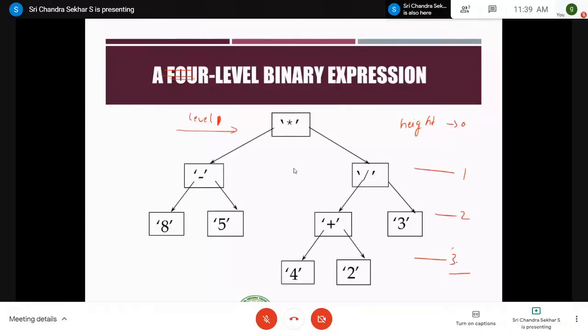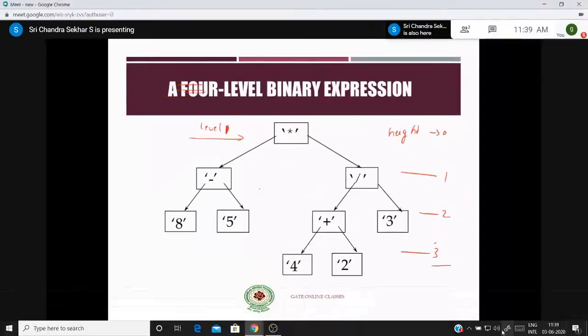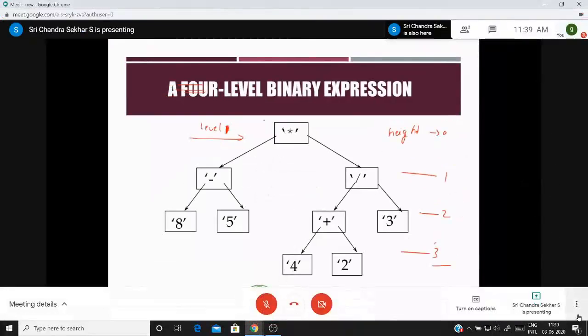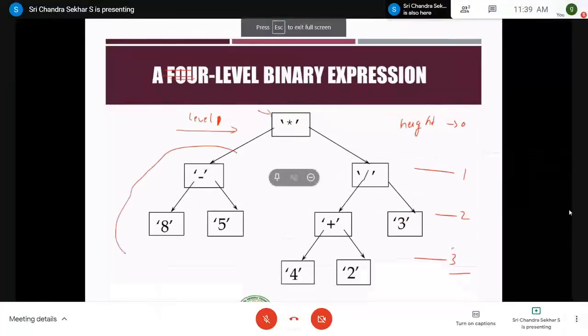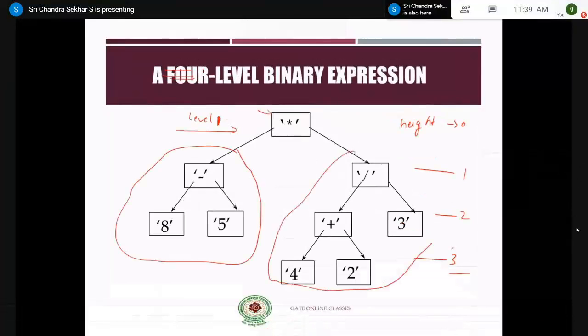All the basic concepts of binary trees can be applied here. That's not an issue, right? So if the expression is given like this and you want to convert it into the binary expression tree, this is the root node. Before evaluating the root node, you have to evaluate the left sub-expression and the right sub-expression first. This is what we discussed in the first slide of expression trees, right? So now coming to the left sub-expression, this is equivalent to 8 minus 5. Why?